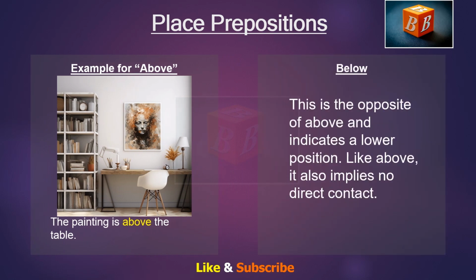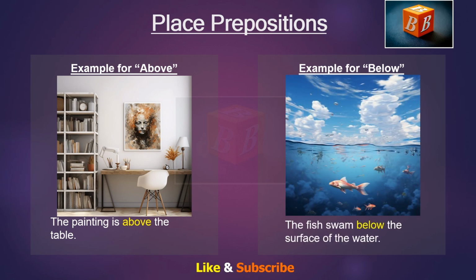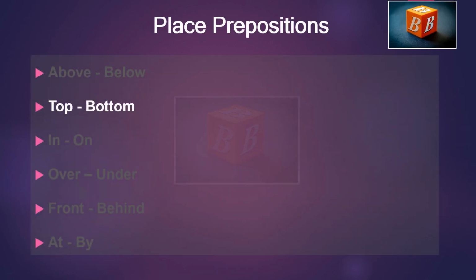Below. This is the opposite of above and indicates a lower position. Like above, it also implies no direct contact. The sentence, "The fish swam below the surface of the water," is a perfect example to understand the preposition below. Below is a magical word that paints a picture of something being at a lower level than something else. When we talk about the top and bottom, we're referring to the extremes.